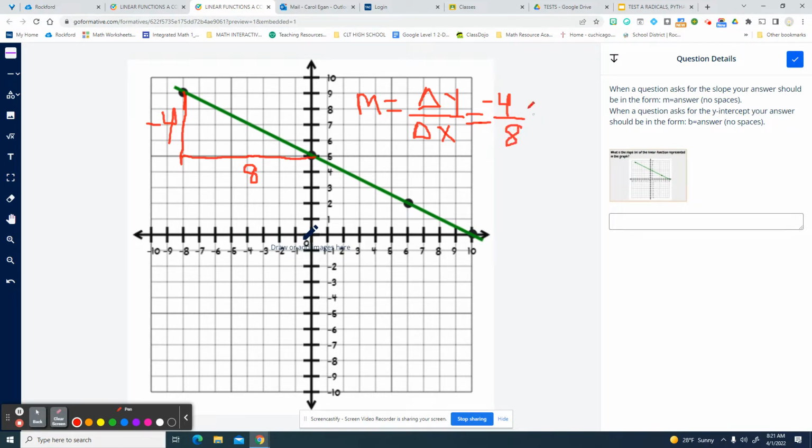And then I look and see, can I simplify this? In other words, is there a common factor between 4 and 8? And there is, because 4 can go into both. Well, 4 is going to go into itself once. I'm going to bring that negative over. And 4 goes into 8, or in other words, 8 divided by 4 is 2. So my final answer should be -1/2.